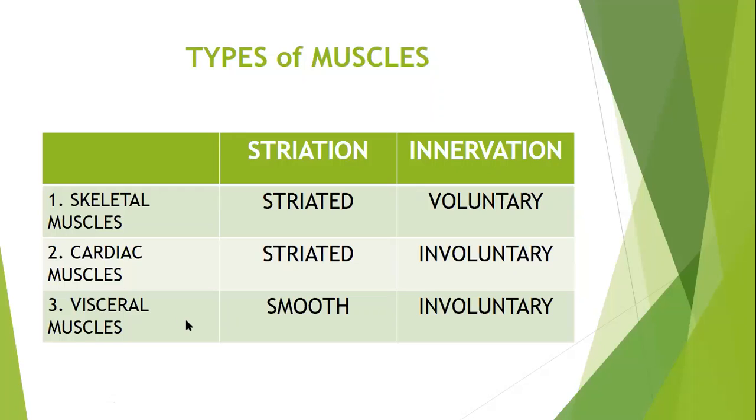And then we have the visceral muscles. The visceral muscles are the muscles that later on in your histology, you will find out that there are several layers of your organs, and there's a layer called tunica muscularis, and that's where you can find these visceral muscles. They're classified as smooth muscles, and their innervation is involuntary.